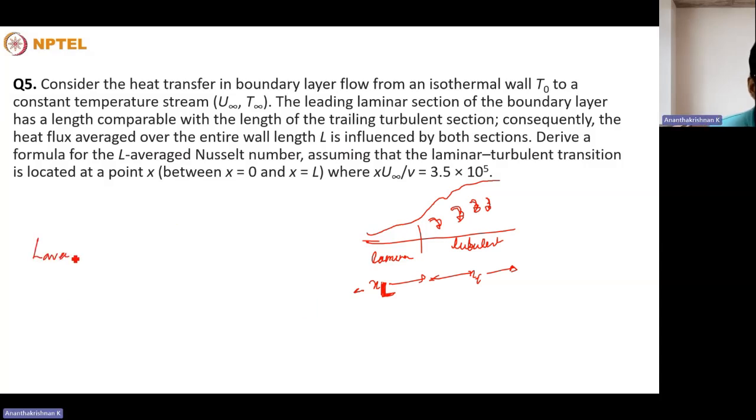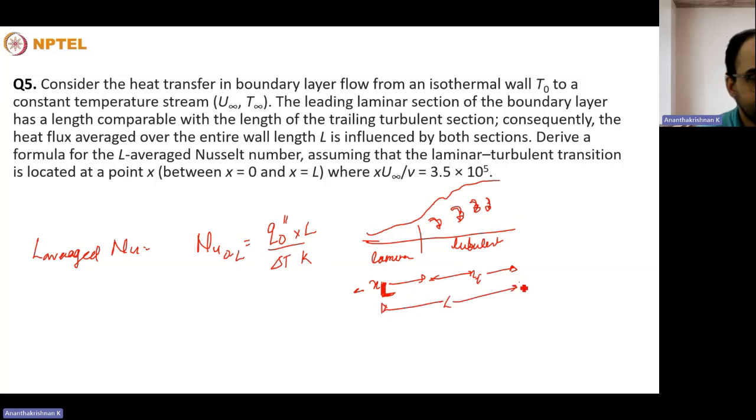So the L average Nusselt number can be given as the total heat flux divided by delta T into L divided by K, basically h L by K. The characteristic length for a flat plate will be equal to the total length of the plate. So the total heat transfer is equal to 1 by L, 0 to X transition, that is the X lambda case.